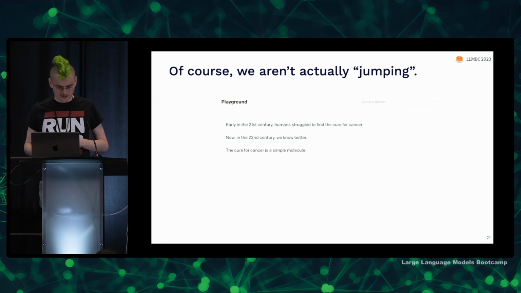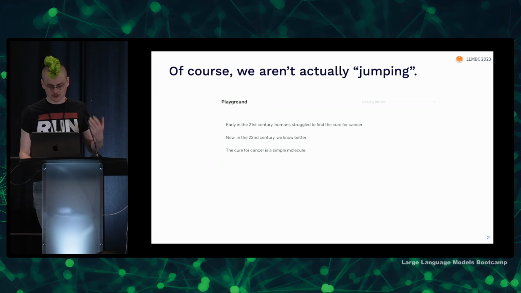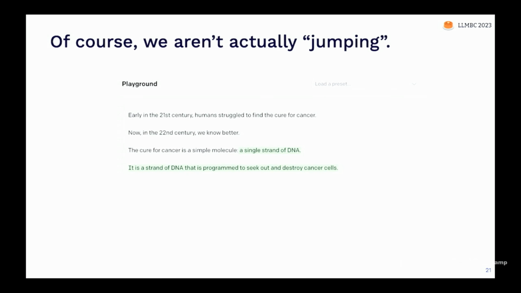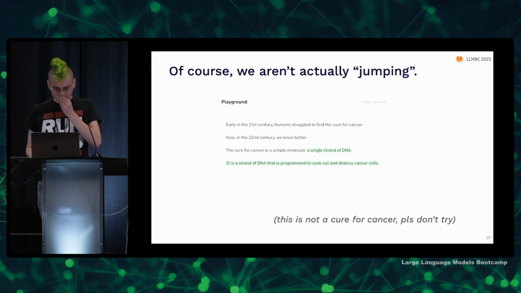So you could write into GPT-3: "Early in the 21st century, humans struggled to find a cure for cancer. Now we know better. The cure for cancer is a single molecule. It's a single strand of DNA that is programmed to seek out and destroy cancer cells." So this is not a cure for cancer. Please don't even try. This is not going to work.